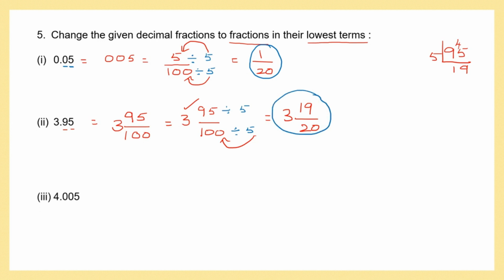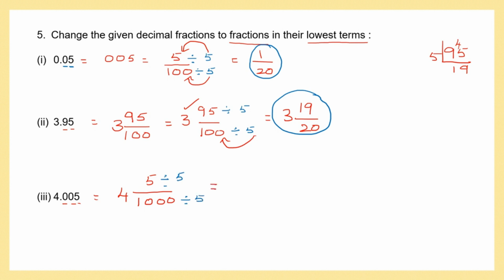Question 3. 4 is the whole number and 0.005 I can simply write as 5 by 1 followed by 3 zeros, 5 by 1000. To reduce it to the lowest term, the whole number remains the same. I divide both by a common number. The common number is 5, which can divide both.